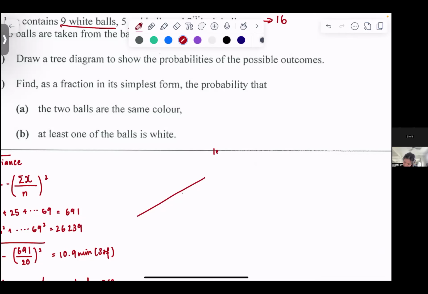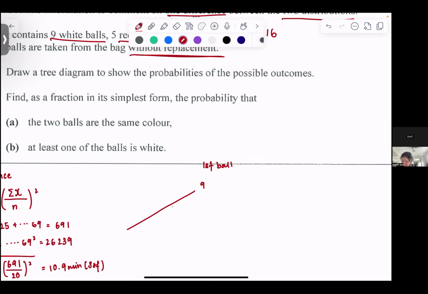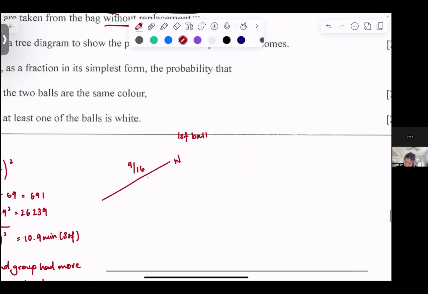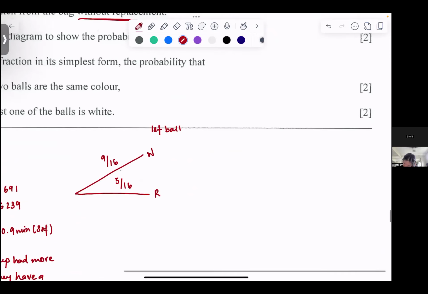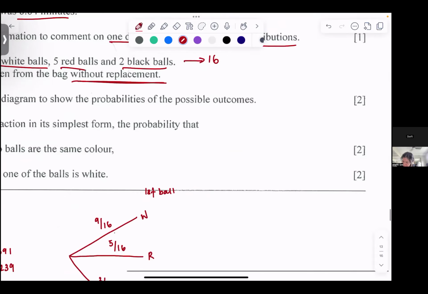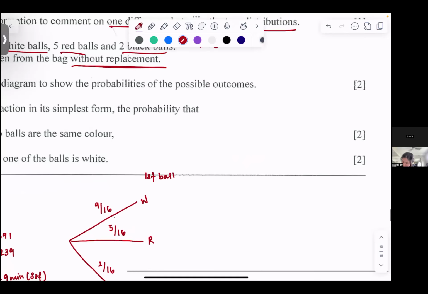This is my first ball. I've got 9 white balls, so the probability of getting a white ball would be 9 out of 16. This is my white ball. A red ball is 5 out of 16. Black ball would be 2 out of 16. Not blue, black, sorry.